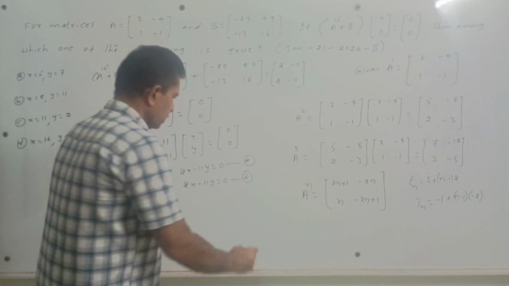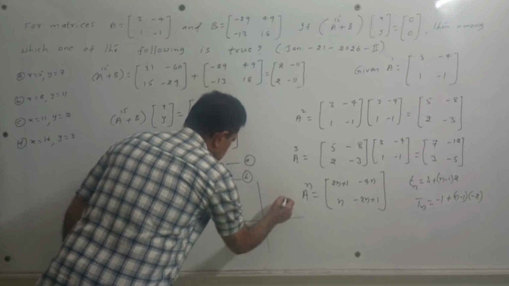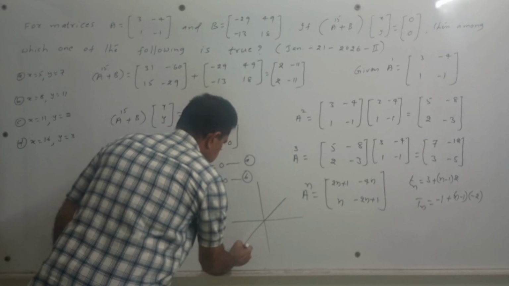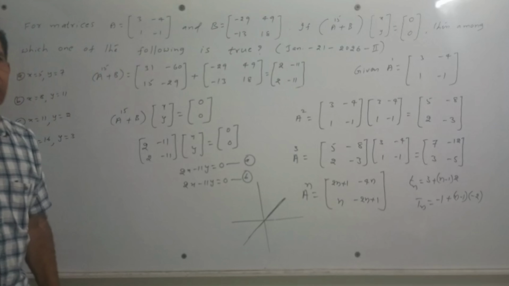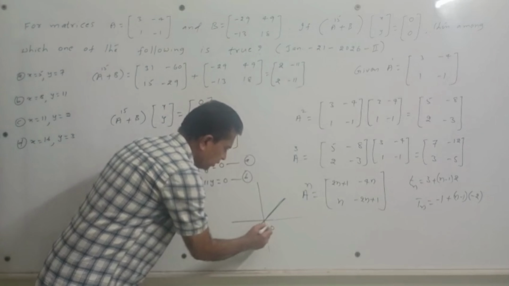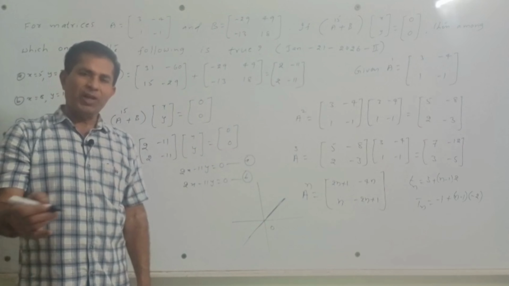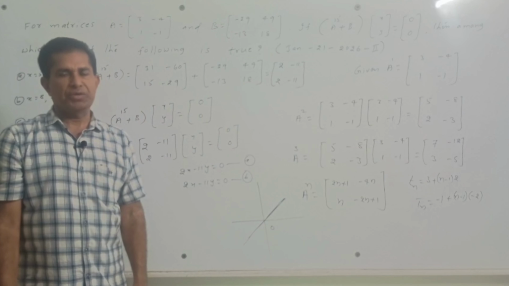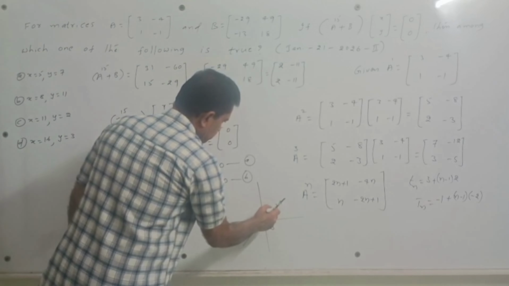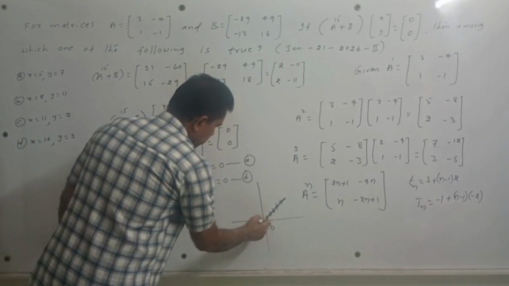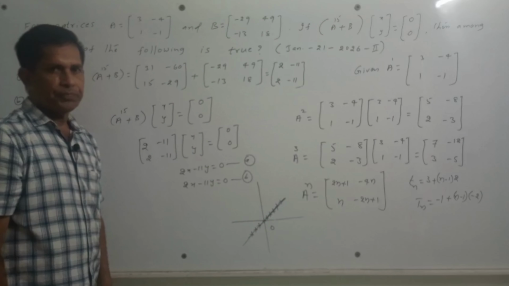Geometrically, these equations are representing coincident straight lines passing through the origin. Therefore, every point on the straight line is a solution. They will have an infinite number of solutions.